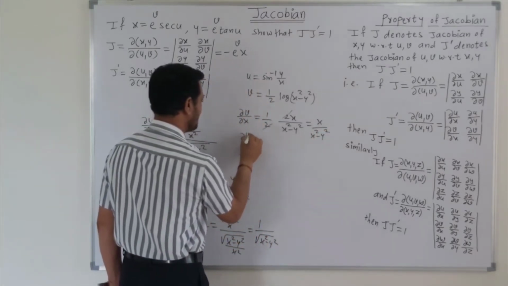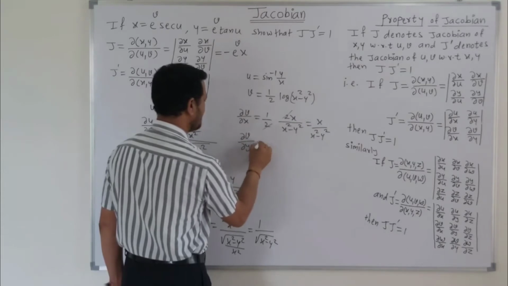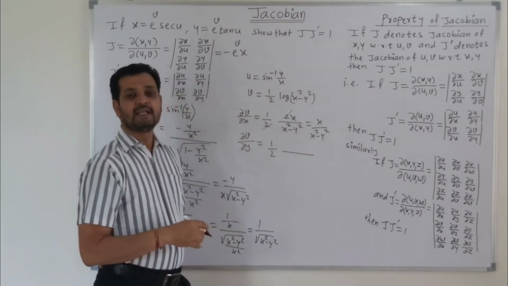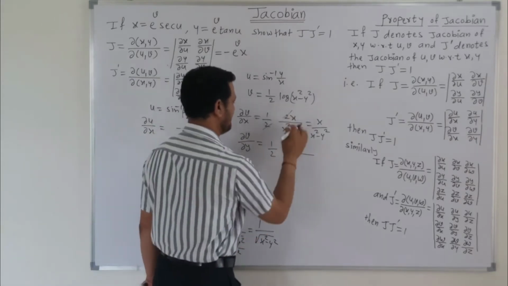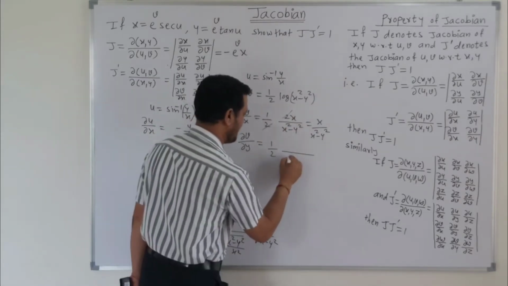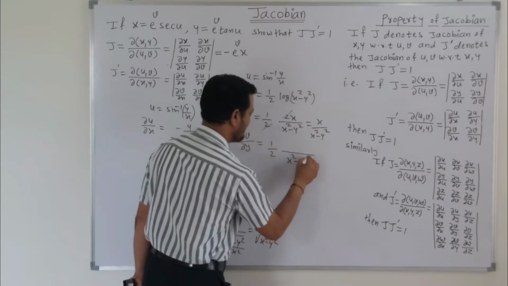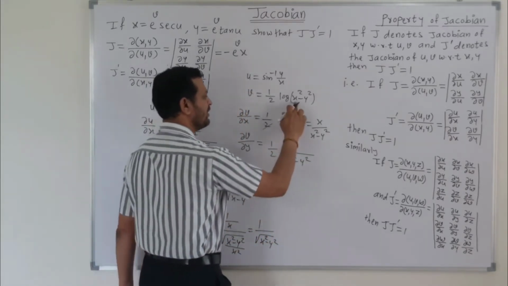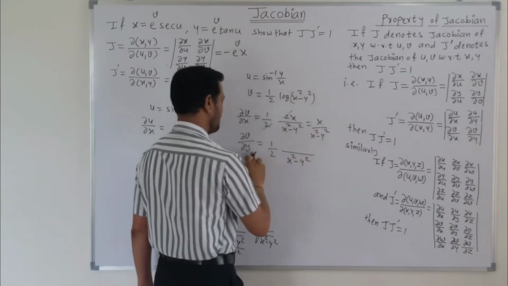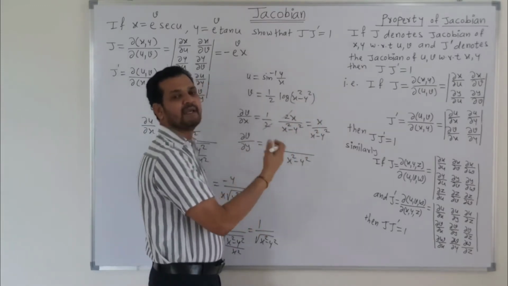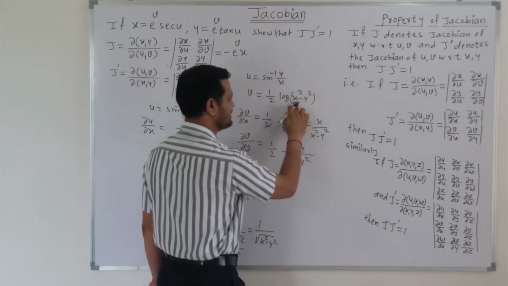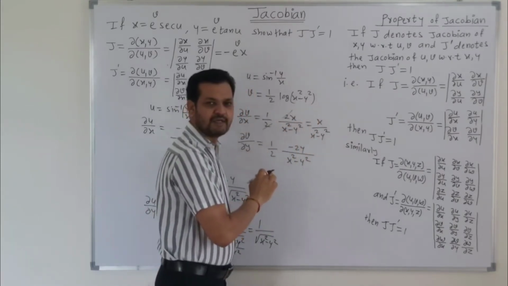Similarly, find out the partial derivative of v with respect to y. When we take the partial derivative with respect to y, that means x is constant. So the derivative of log x is 1 upon x, that means 1 upon x square minus y square. But this is other than x. So the derivative of x square minus y square with respect to y, keeping x as constant, is minus 2y. The derivative of x square is 0, the derivative of y square is 2y.